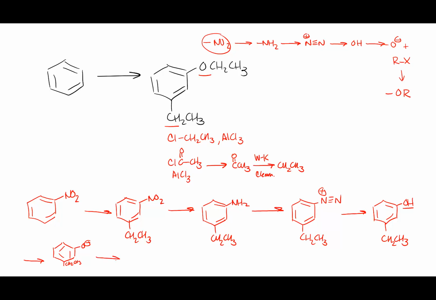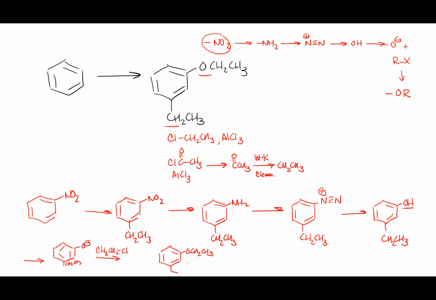Now let's take that O- group, and I want to add an ethyl group to it, so I'm going to react that phenoxide with ethyl chloride to make the final product. And there's my ethyl group. So this would be a series of steps in order to accomplish this synthesis.